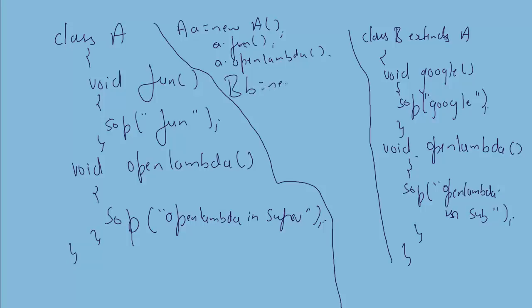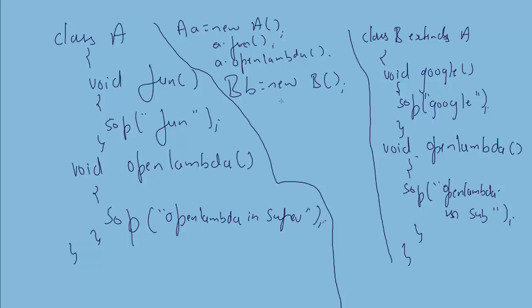B b is equal to new B. When I say this, an object of the subclass is created, and all the members of the superclass will be available in it. So fun, open lambda, Google, and again open lambda is there. So here starts the confusion. If there were two different parameters, it would have become an overloaded method. An overloaded method can be available in two different classes when they are in relationship.